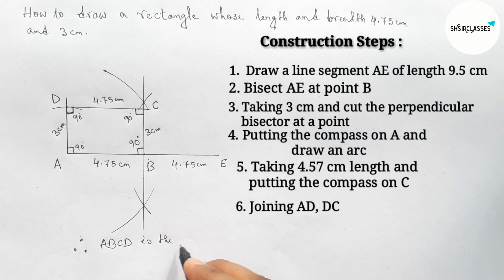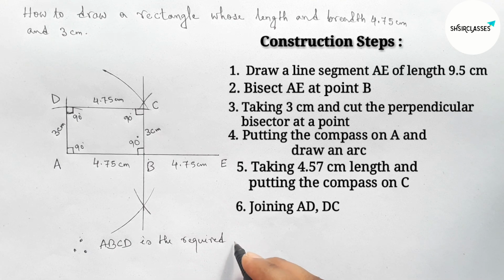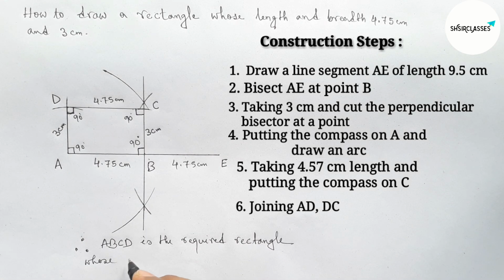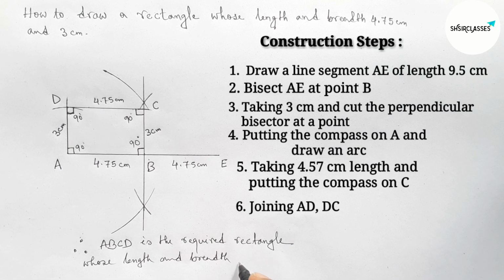So therefore ABCD is the required rectangle whose length and breadth equal 4.75 centimeters and 3 centimeters.